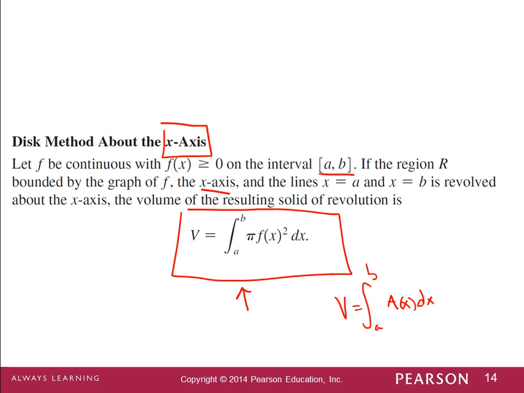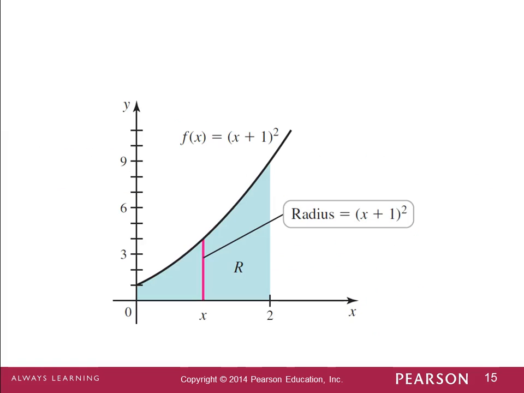Because remember, what's our cross-sectional area? It's pi r squared. It's just the area of a circle. And that's all we're doing. And our radius is our function. So pi times the function squared, just remember the area of a circle, and that's what gives us this disk method.